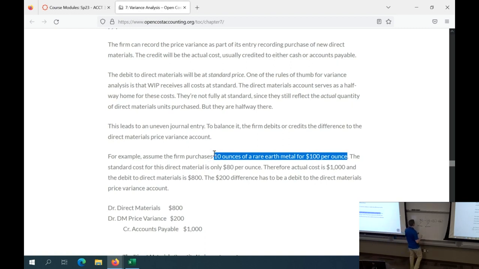So let's build up the fact pattern, just like we did above. We have actual price, $100 per ounce. Actual quantity, 10 ounces that we purchased. So we have to have additional terms. Actual quantity purchased is no longer AQ, it's AQP. What is our actual quantity purchased? 10 ounces.